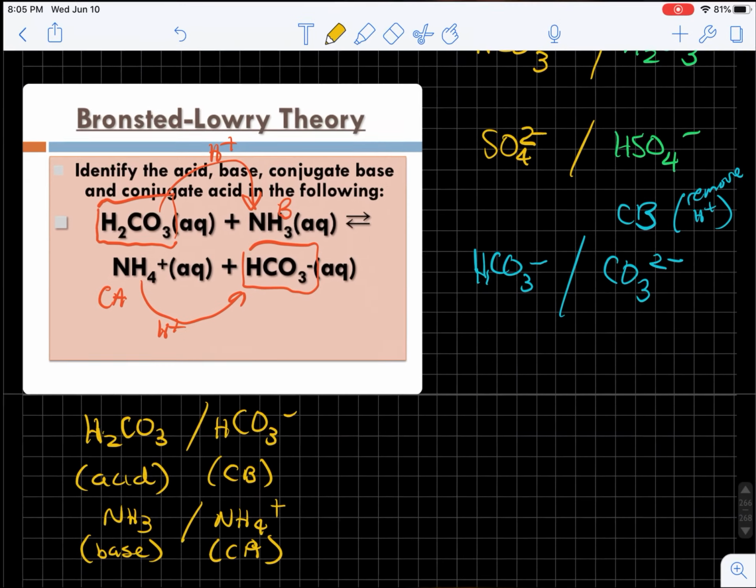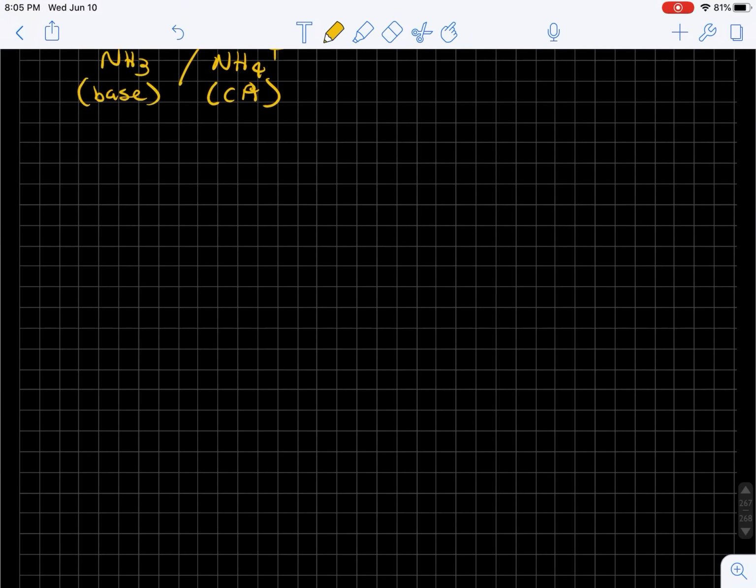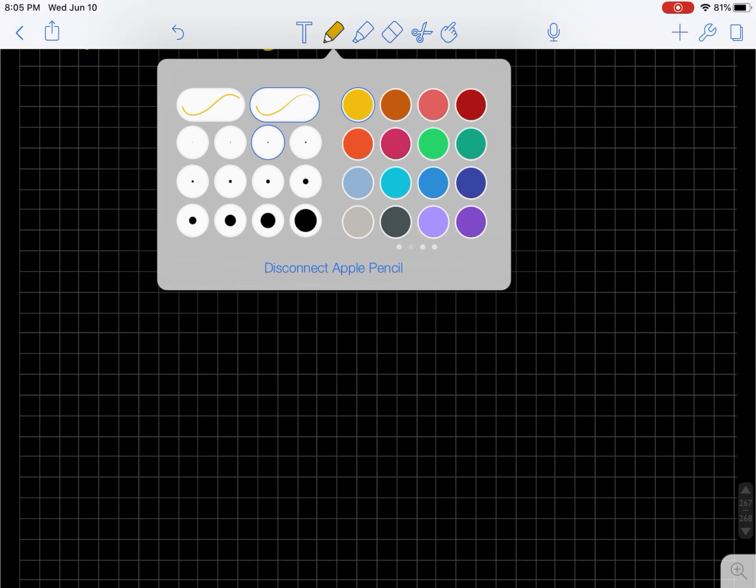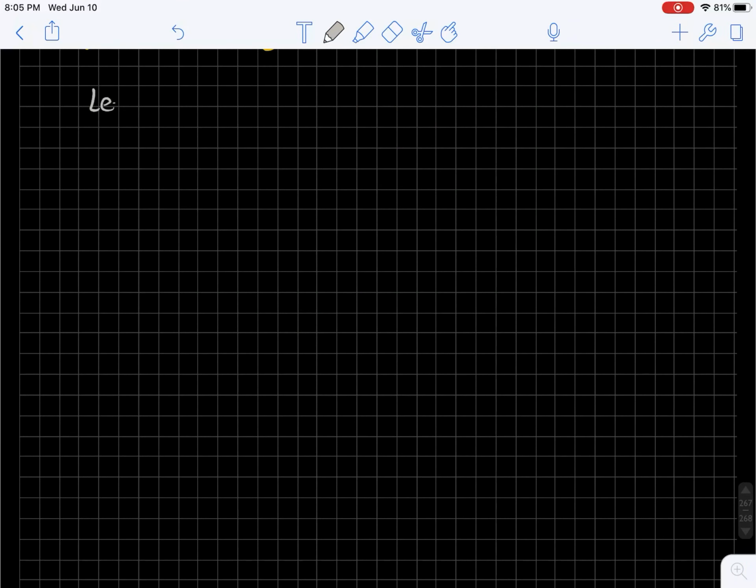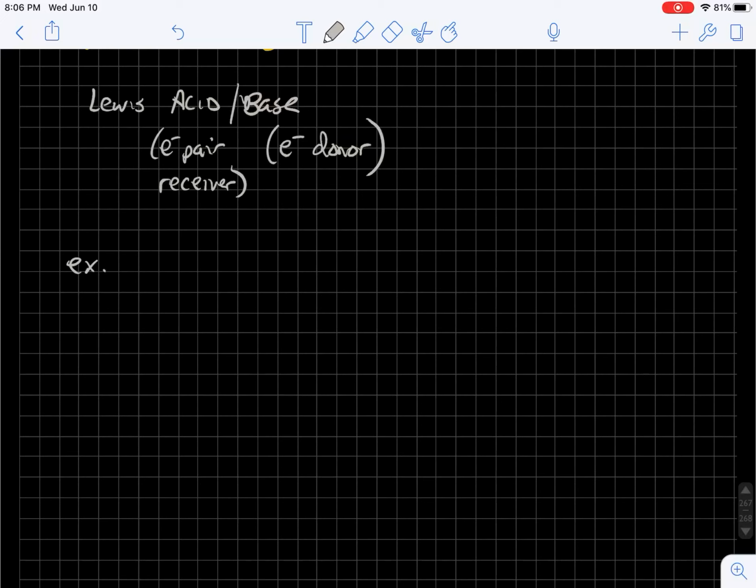All right, now, one last thing I want to check here. I'm going to do this real quick just in case for my summer kids, if they're doing out of district and they ask you what a Lewis acid base is. A Lewis acid is an electron pair receiver, and a Lewis base is an electron pair donor.